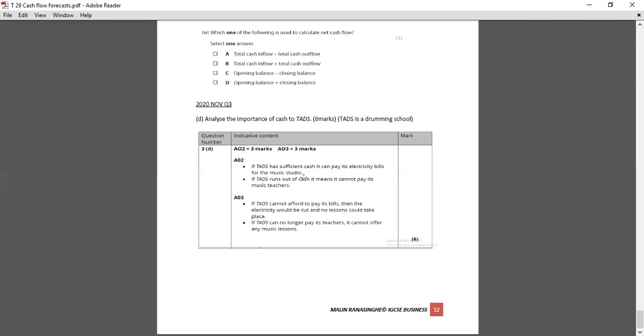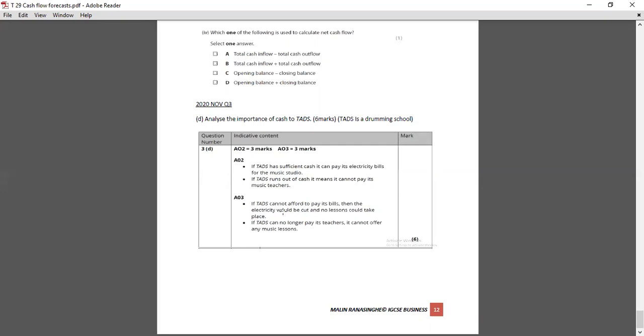And look at the analysis point, how it will be important. If TADS cannot afford to pay their bills, then the electricity would be cut and no lessons could take place, right? That's the consequence of inability to pay the electricity bill. That's called an analysis point. Analysis means always write some consequence, causes and effects. So first is the cause: the electricity bill you have to pay. So sufficient cash is important to pay the electricity bill. In case they cannot pay, then the studio has to be closed, right?